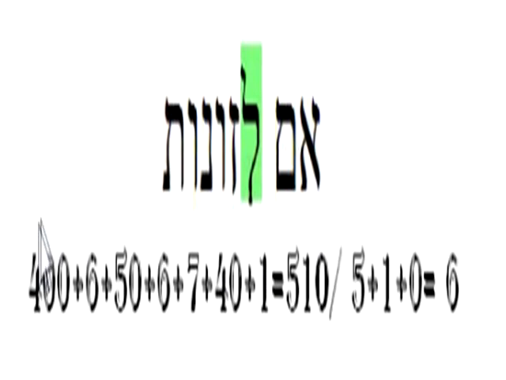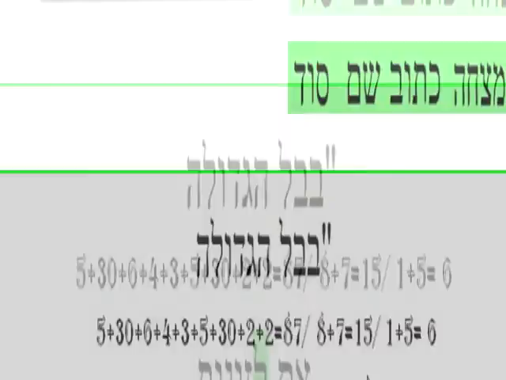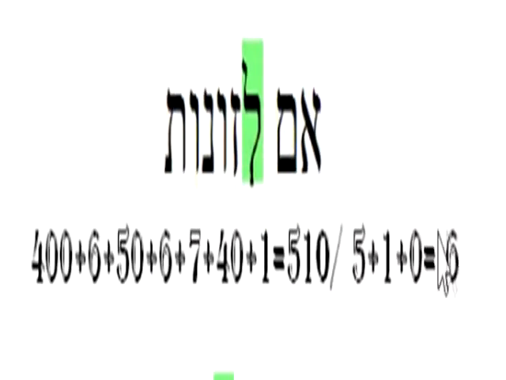So when you add these numbers up, 400 plus 6 plus 50 plus 6 plus 7 plus 40 plus 1, it equals 510. And then when you add 5 plus 1 plus 0, it equals 6. So that's your second 6. So the mother of harlots, there you have your second 6 when you put the right letter combinations in the Hebrew together with the numerical value.